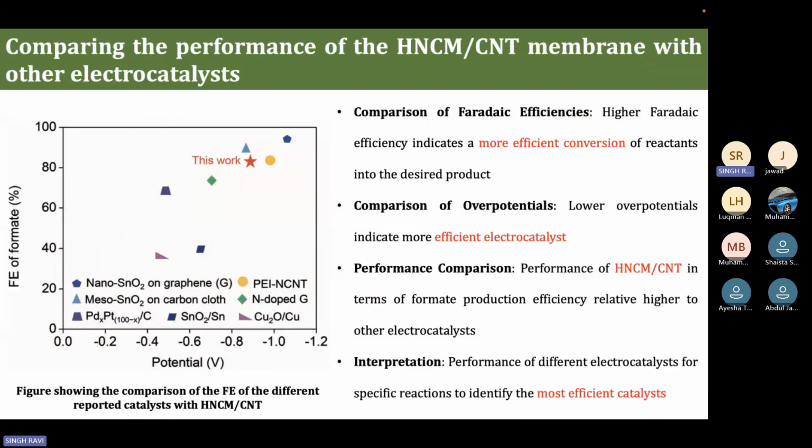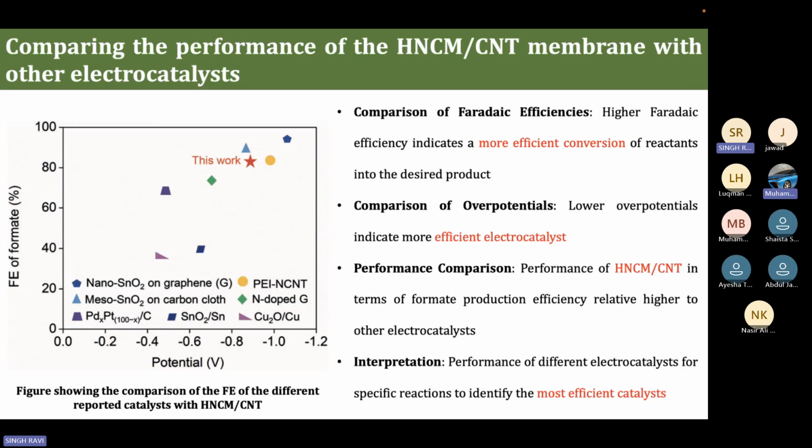Comparison slide. Wow, they compare with the mono tin oxide on graphene, and they also have a nitrogen doped graphene. So nitrogen doped graphene basically has less activity. Yeah, so that's what I feel. It's not just about the nitrogen graphene, it's about controlling the whole morphology. Even the Pd and Pt also have less.